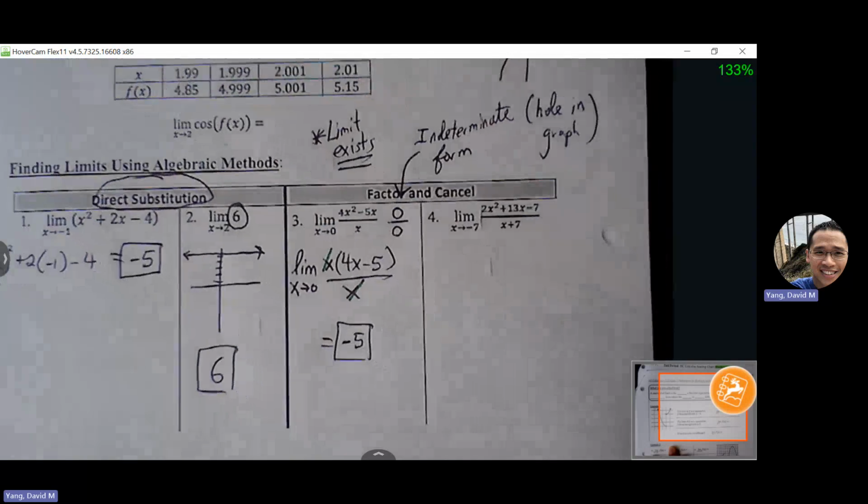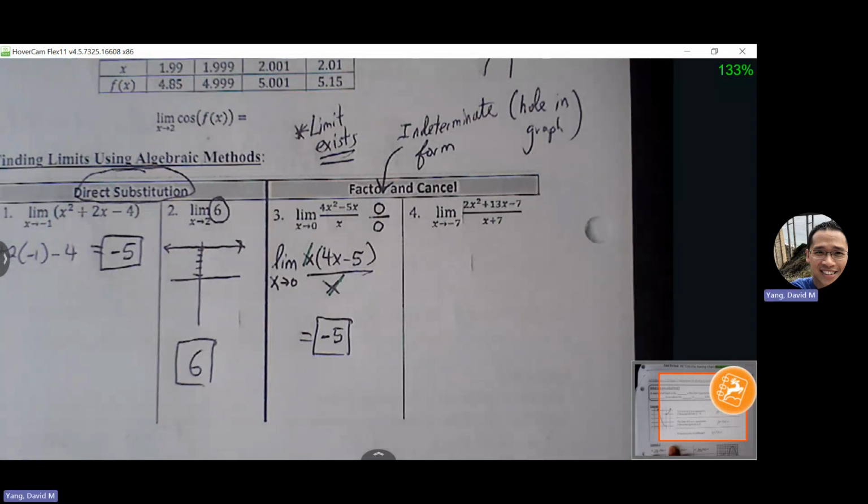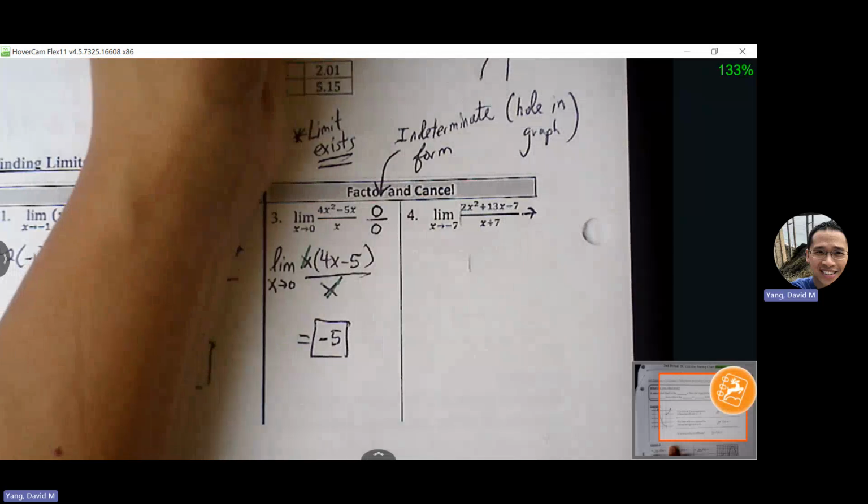Okay, let's try number 4. First things first, always direct substitution. We don't know what's going on. We do direct substitution as a way of information gathering. We don't have the graph in front of us, so we want to know what's going on. So direct substitution will give us that idea.